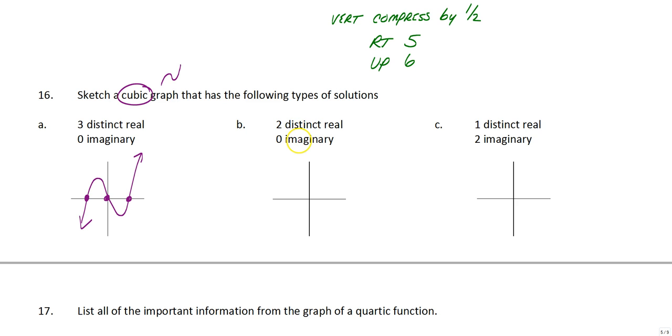When we have 2 distinct real and 0 imaginary, keep that in mind. It means it hits and bounces off once. Now, we could have drawn that in other ways. I could have gone through over here and bounced on the second one. It wouldn't have mattered. What matters is that you bounce once and go through another time. And that gives us 2 distinct real and no imaginary.